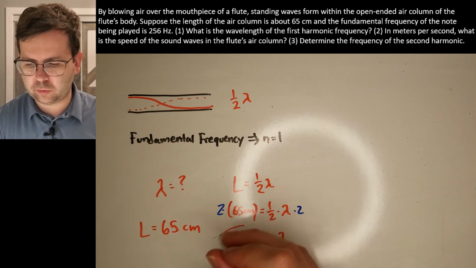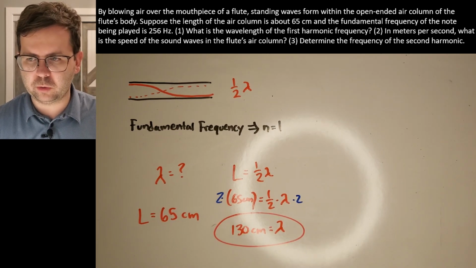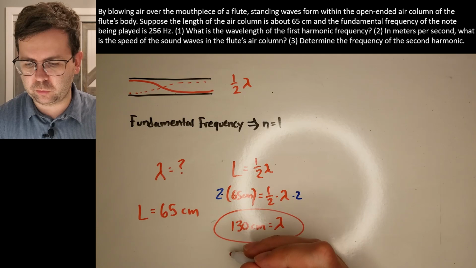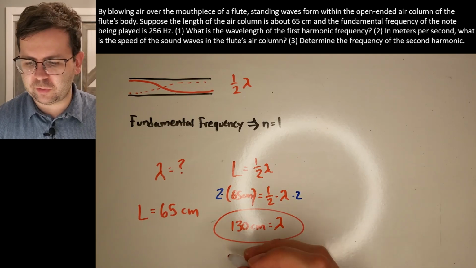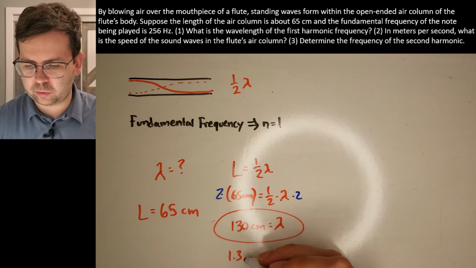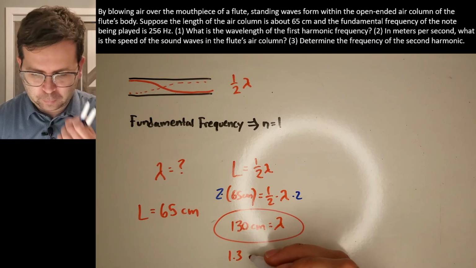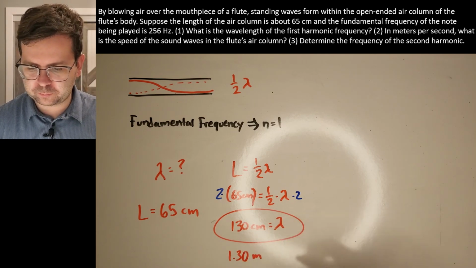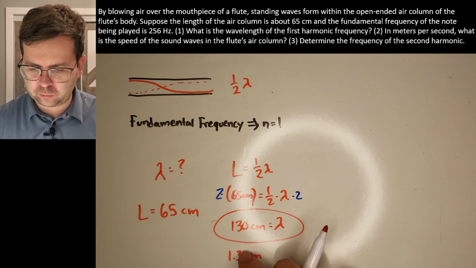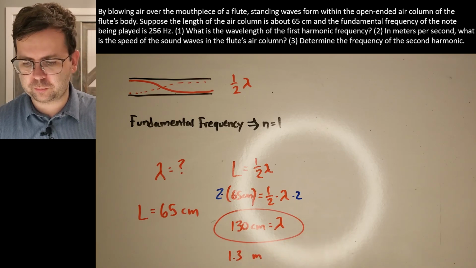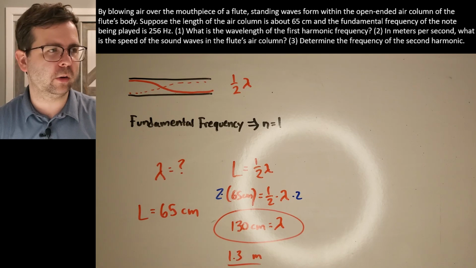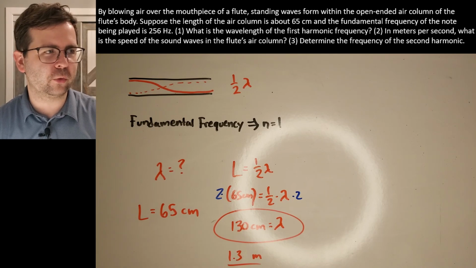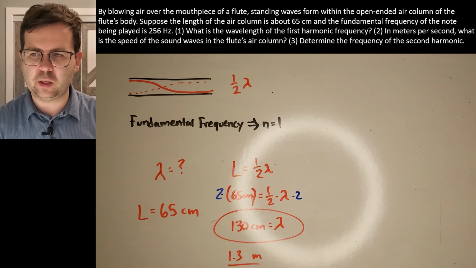So that's our wavelength. Now we might want to write this in meters later because we're going to be solving for meters per second in number 2. So we can divide this by 100 and that gives us 1.30 meters. We only need 2 sig figs, so we'll just do 1.3 meters. Okay, so that's our wavelength for this wave. That's number 1 done. Number 2, it says, what's the speed of the sound waves in this air column?